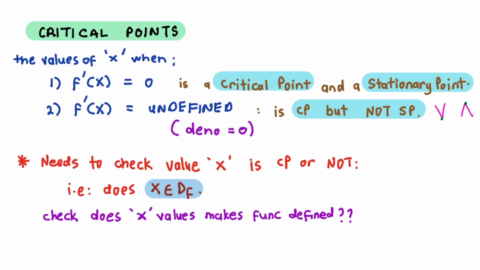Please take note that we need to check the value of x, whether the value of x exists or not. So how to know whether the value of x exists? First of all, we need to find out the domain of f(x), and then we need to make sure that the point x exists, that it is within the domain.